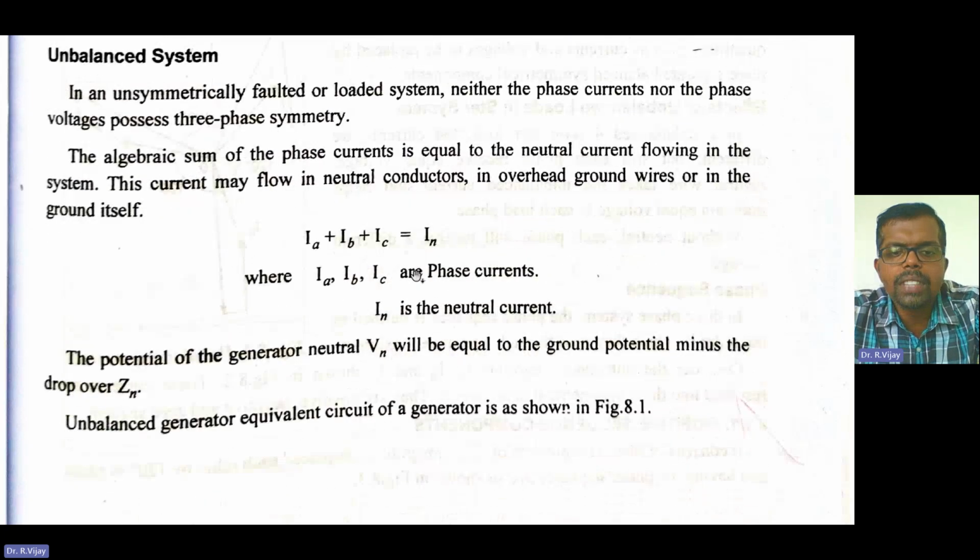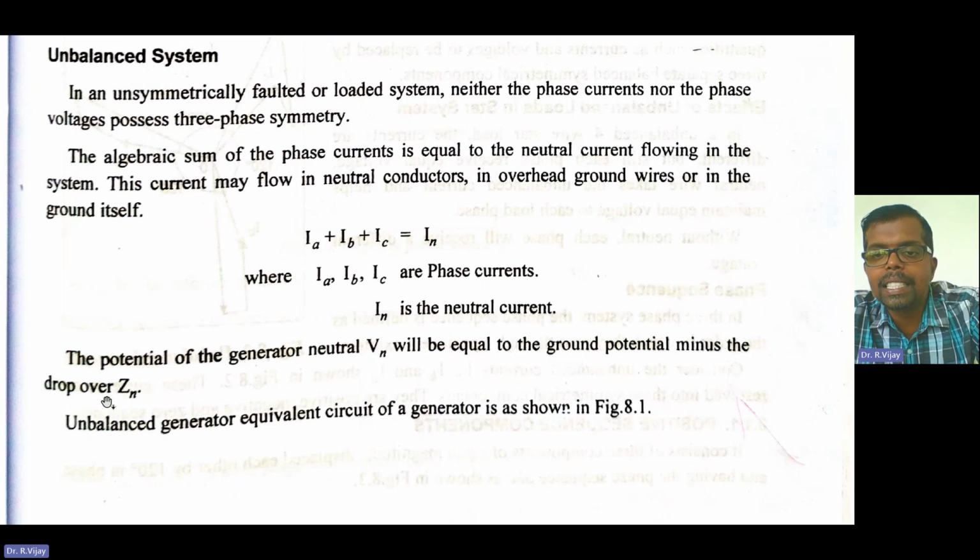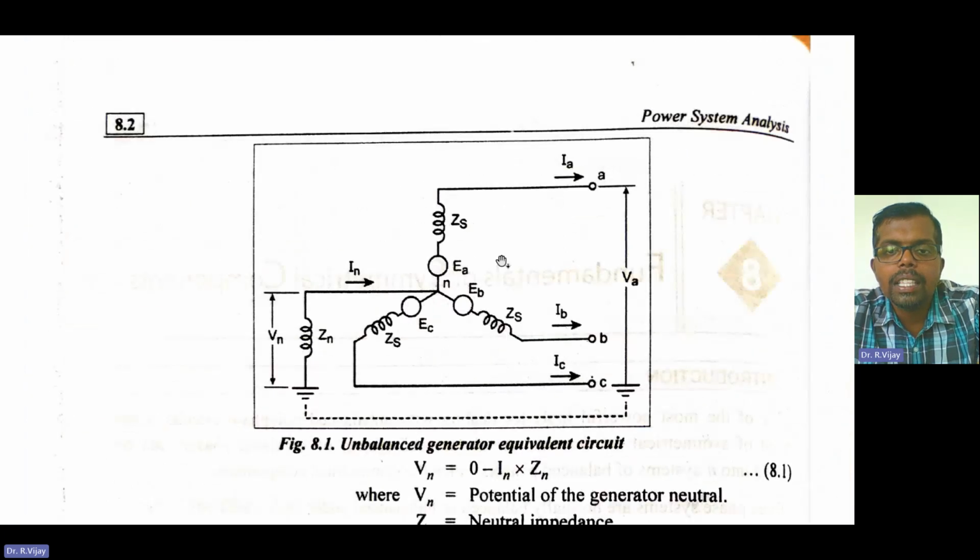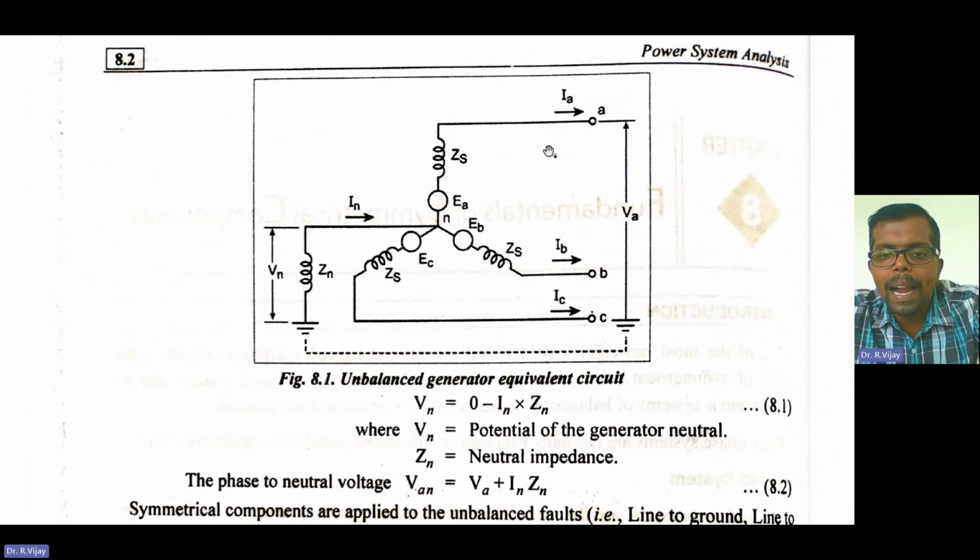The potential of the generator neutral Vn will be equal to the ground potential minus the drop over Z, that is the impedance at the neutral, in the unbalanced phase, whereas this becomes zero in the balanced phase. That is the difference. So this is the unbalanced generator equivalent circuit.